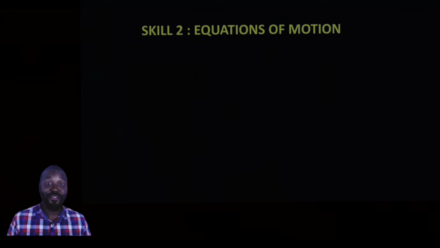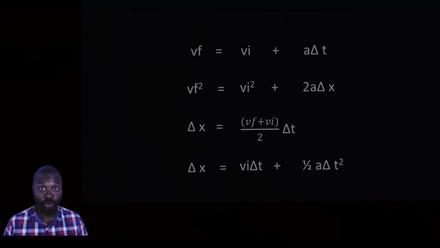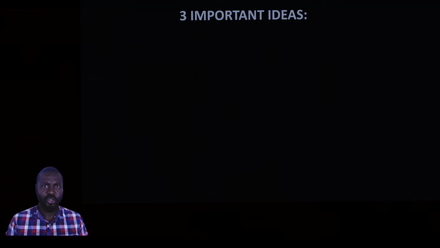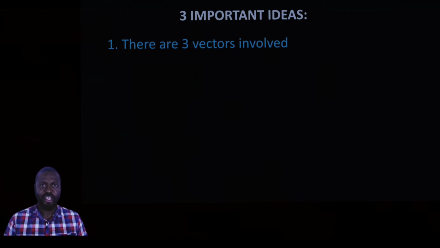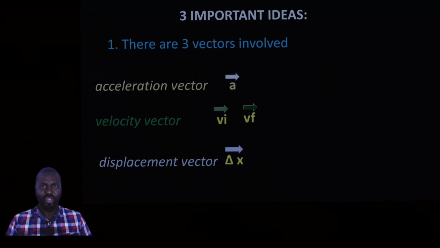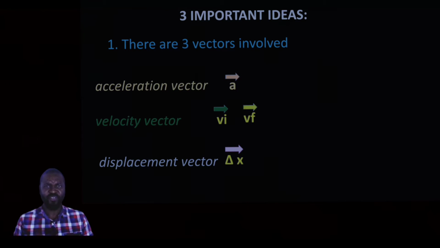In this video we're going to discuss how to use the big four, or the four equations of motion. Now there are three things that you need to quickly pick up if you want to have success with the big four equations of motion. The first thing you need to pick up quickly is that these four equations of motion have got three vectors: the acceleration vector, the velocity vector, and the displacement vector. So anytime you're performing a calculation involving the big four, make sure that you see the direction of the vectors.